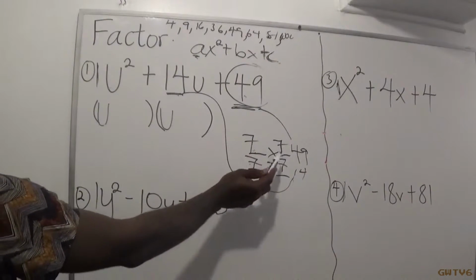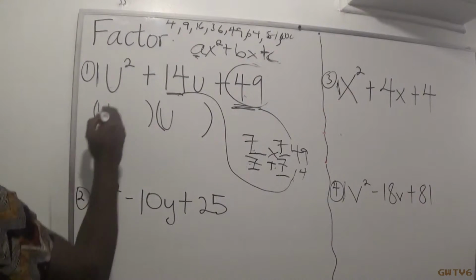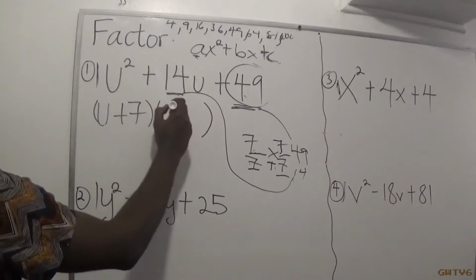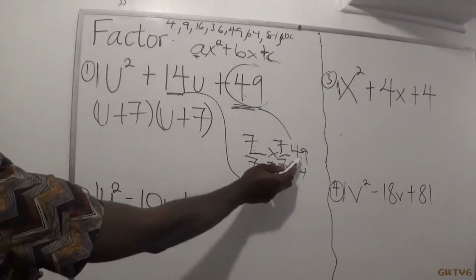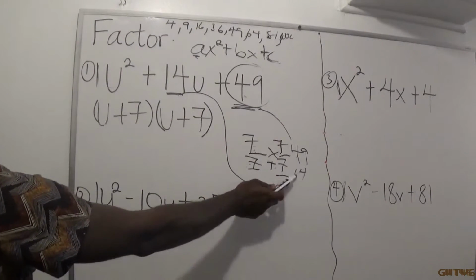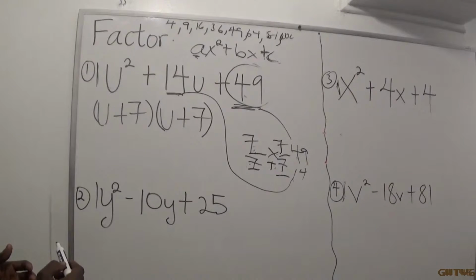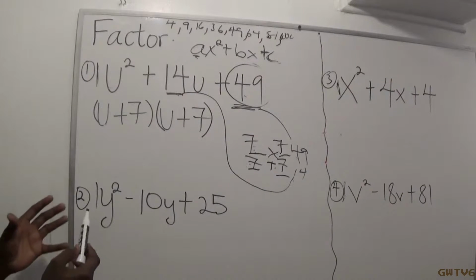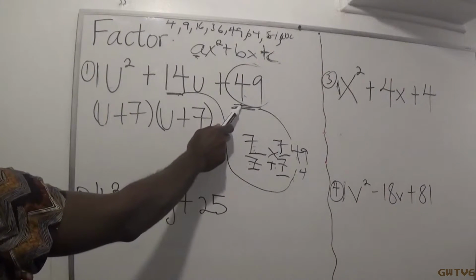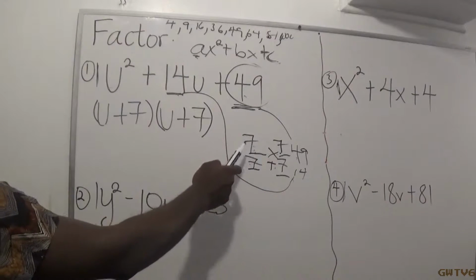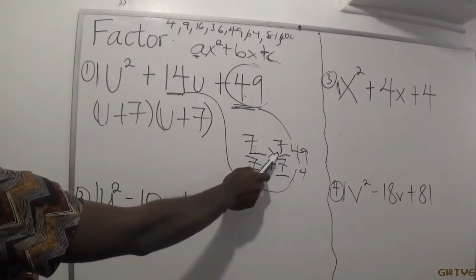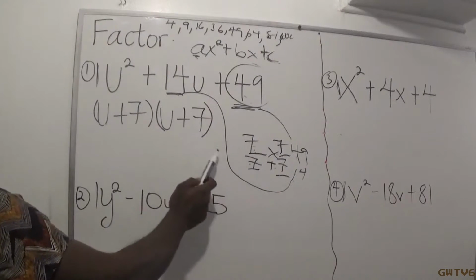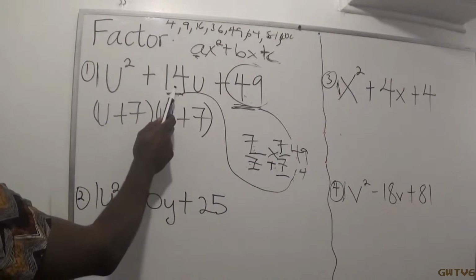Because we got positive 7, you just put plus 7 and then plus 7, because 7 times 7 is 49, and 7 plus 7 is 14. And that's it. It's easier when the last number is a perfect square. So always check it like that: take the square root of this, copy it twice, and then check to make sure that when you add, it gives you the middle number.